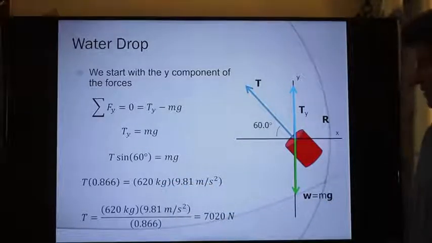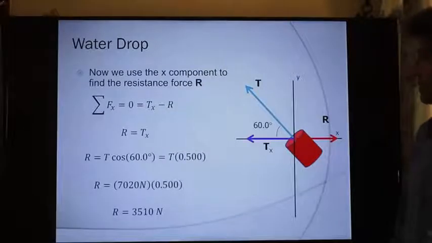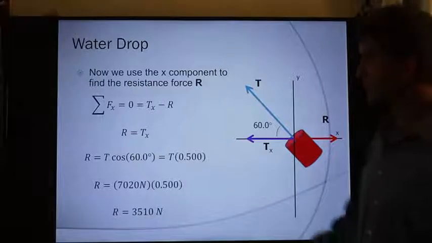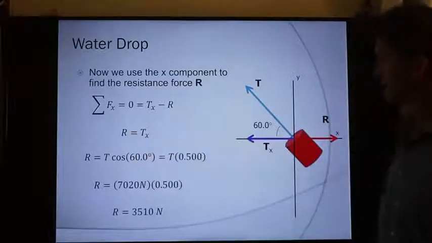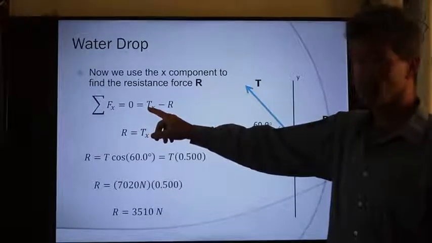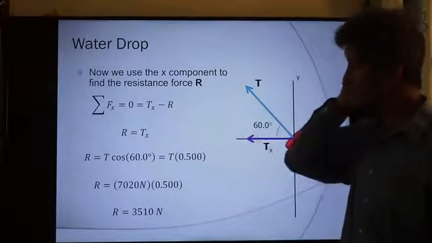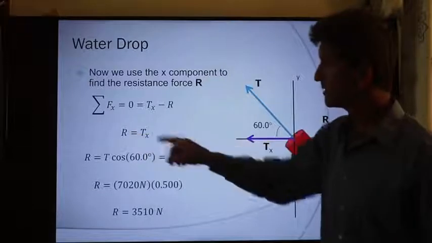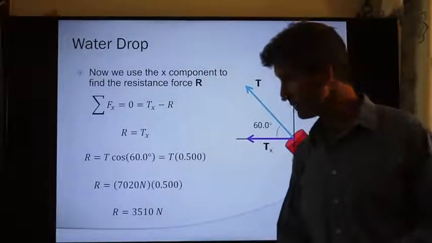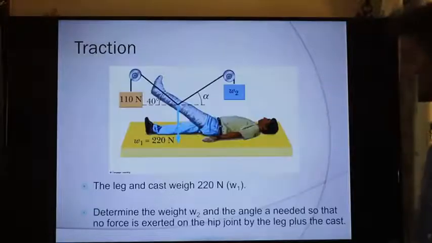Again, there's my tension. Once I have the tension, I can find the resistance force, the air resistance force, because it's pulling in the x direction. The x component of the tension pulls one direction, the resistance pulls in the opposite direction. So these two are equal in magnitude, and we get an air resistance of 3,510 newtons.